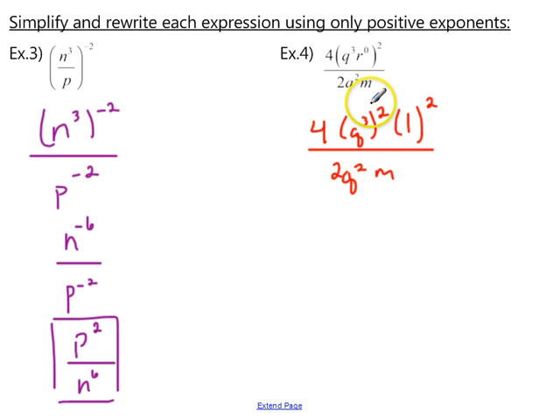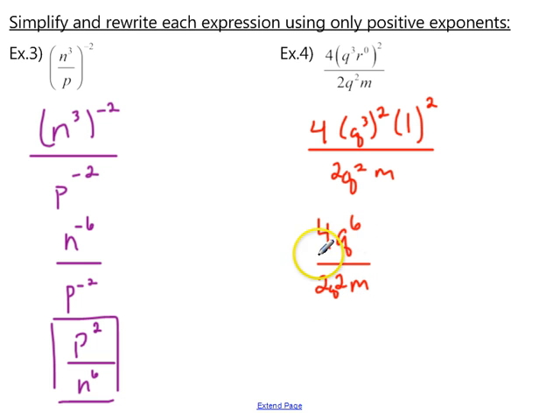So let's go ahead and simplify this. We have 4 times an exponent raised to an exponent. We need to multiply, so that's q to the 6th. 1 squared is just 1, and we actually don't need to write that in. And then this is over 2q squared times m.